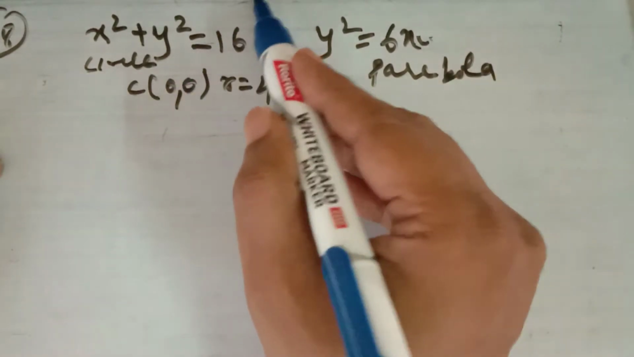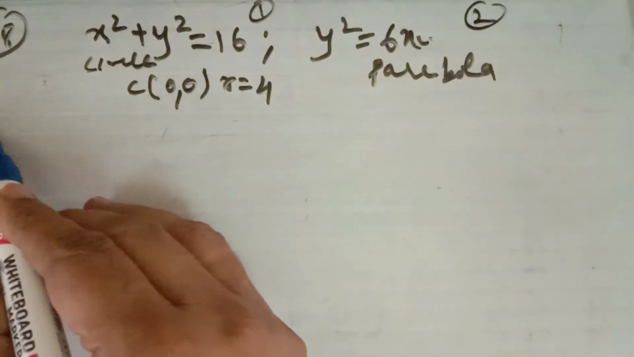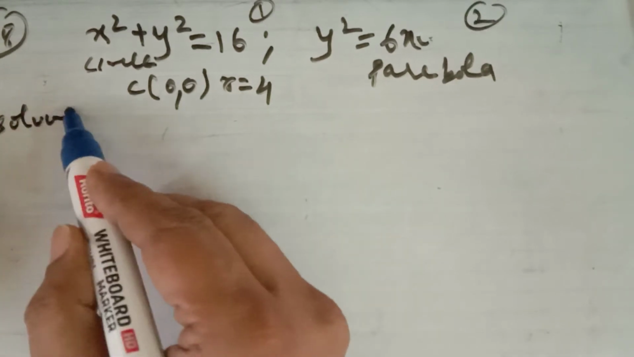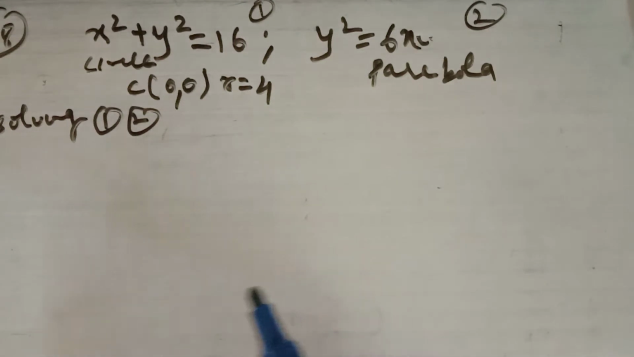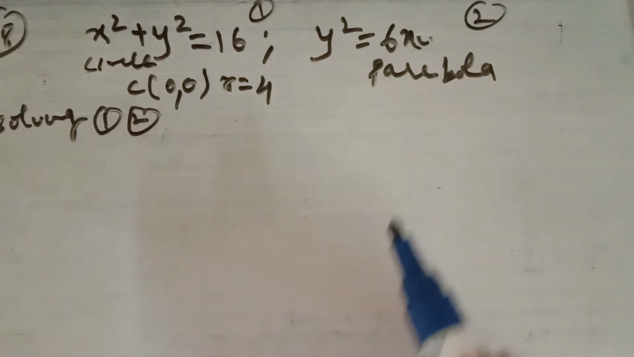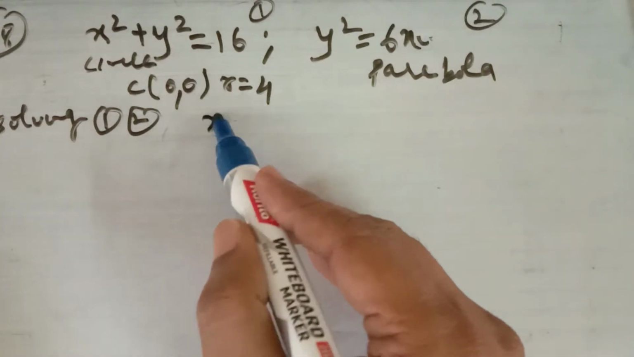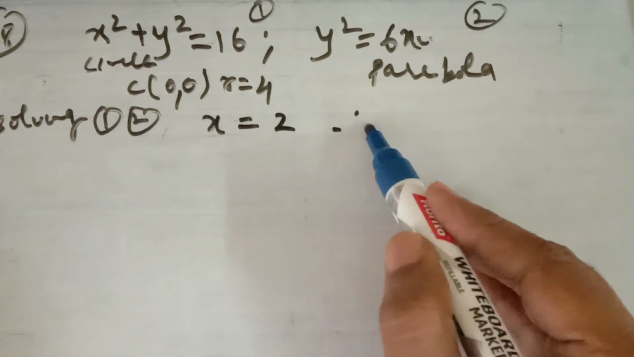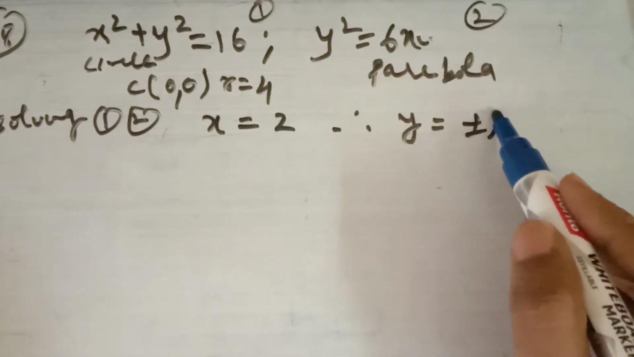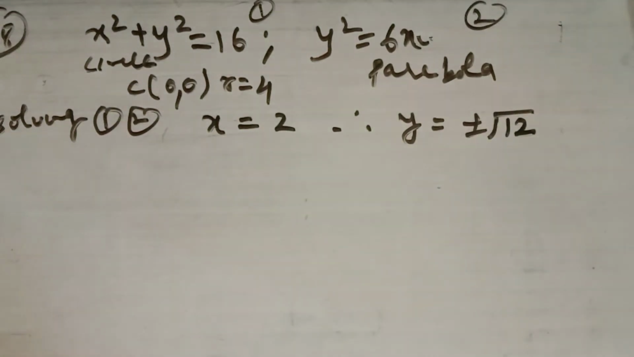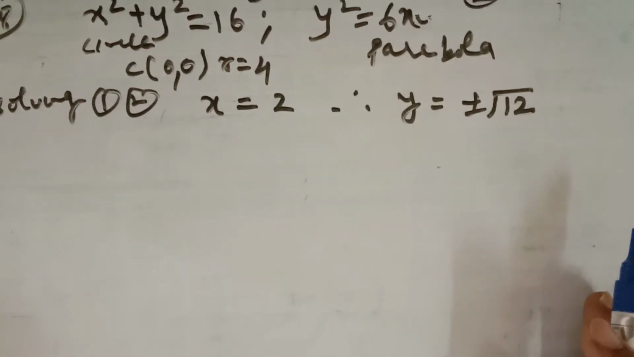So as usual, if you solve these two equations and find the coordinates of the point of intersection of these curves, you will get the value of x as 2. Therefore the value of y will be plus minus root 12. It means these two curves intersect in the first and the fourth quadrants.